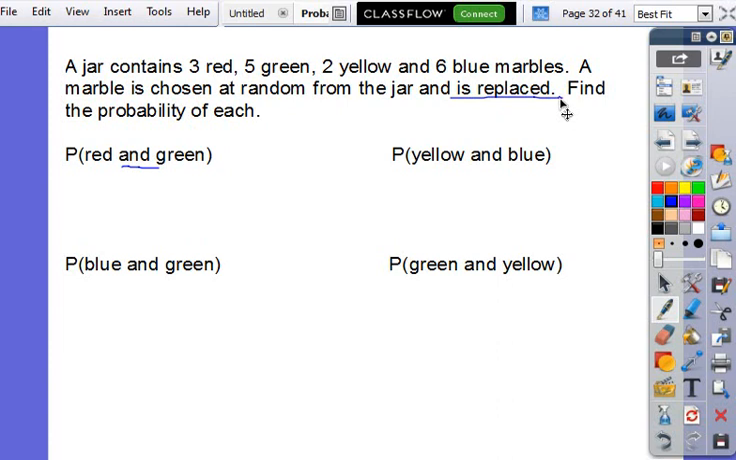Really, this is what I'm doing. I'm going to say probability of red times the probability of green. Well, probability of red was what did y'all say? 3/16. 3/16 times green is 5/16. Type it in the calculator, get your answer, and you're done. That should be 15/256.